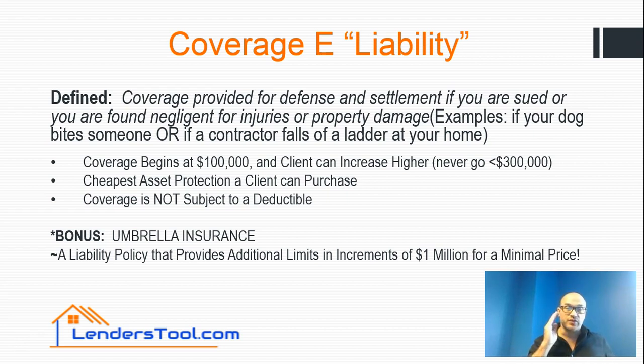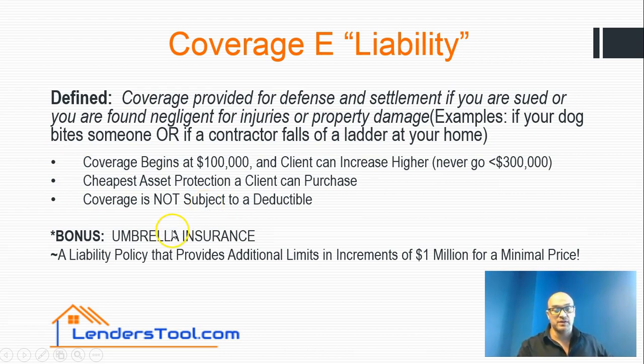The difference between $300,000 and $500,000 is only $4 on a regular homeowner policy. So why would you not pay $4 extra to get $200,000 in coverage? The cheapest asset protection that a client can purchase, like I was saying, to jump at $200,000, is only $4. Why would you not, right?